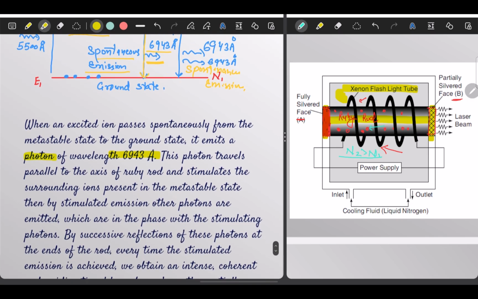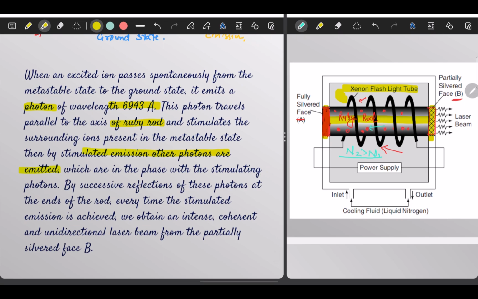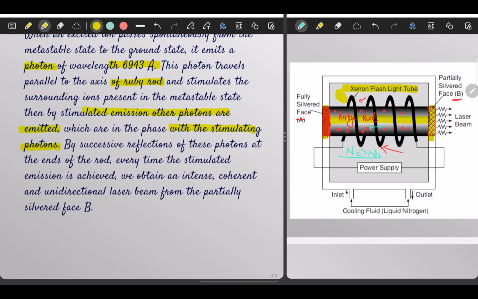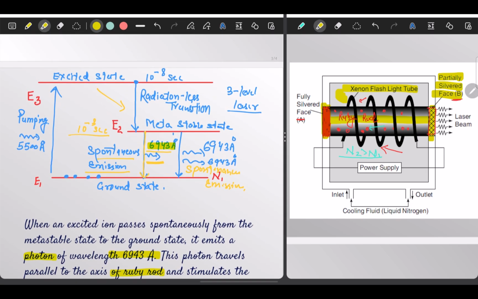This photon travels parallel to the axis of the ruby rod and stimulates the surrounding ions in the metastable state. By stimulated emission, other photons are emitted. These stimulated emitted photons are in phase with the stimulating photons. Okay, so this is the stimulating photon, and these are in phase. By successive reflections from the fully silvered surface at the end of the rod, stimulated emission is achieved every time. So we obtain an intense coherent unidirectional laser beam from the partially silvered end, which is this one. So this is about the ruby laser.